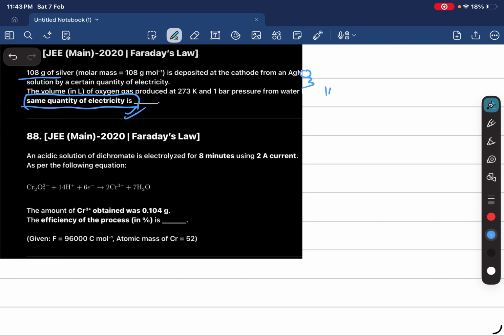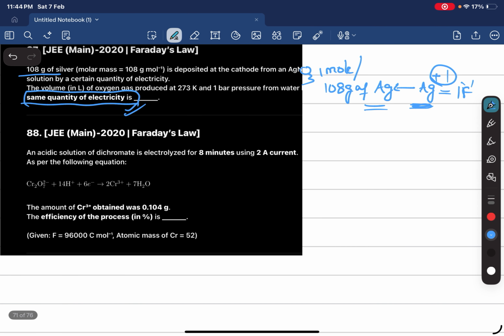See here, to deposit 108 grams of Ag from AgNO3. AgNO3 means the charge of Ag is +1. So to deposit 1 mole of Ag, 108 grams means 1 mole of Ag from Ag plus, how many Faradays are needed? 1 Faraday, because the charge is 1. So 1 Faraday is required to deposit 108 grams of Ag from AgNO3 or Ag plus electrolytic solution.